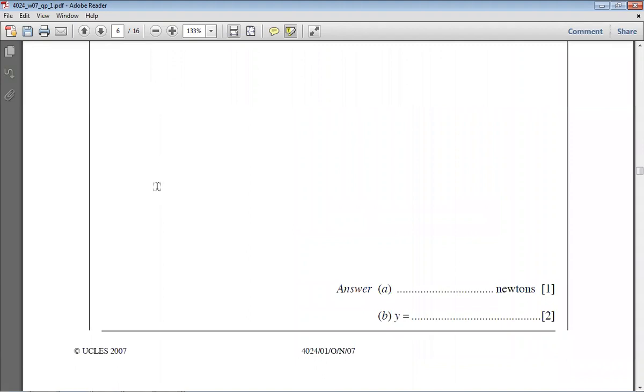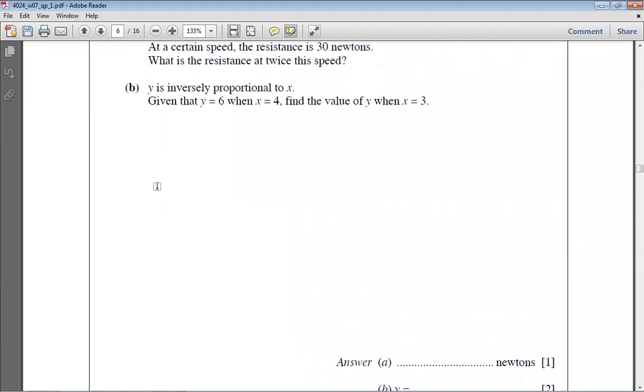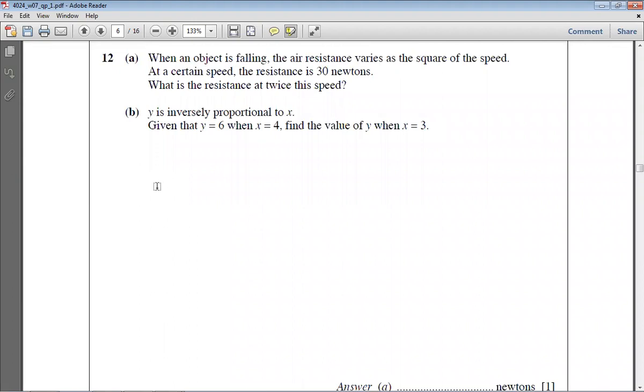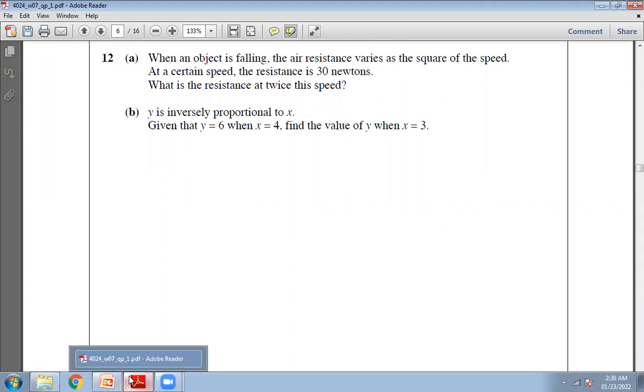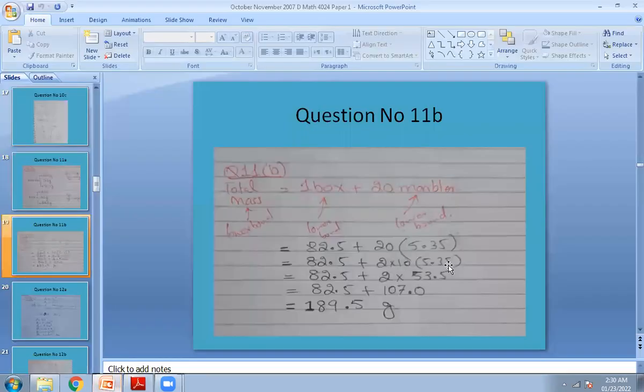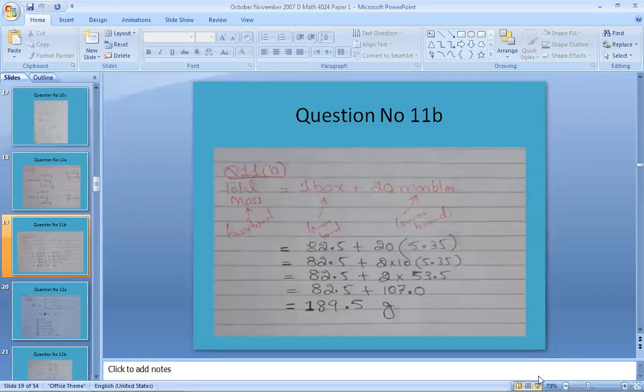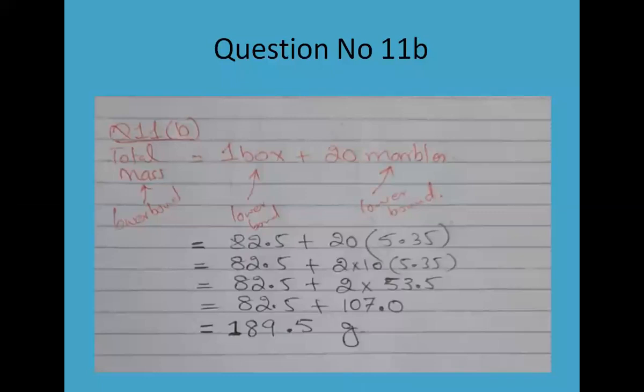The first part is of 1 mark, the second part is of 2 marks. The first part is: when an object is falling, the air resistance varies as the square of the speed. At a certain speed, the resistance is 30 newtons. What is the resistance at twice this speed? That's the A part. This type of question frequently comes in the paper. So let me show you.